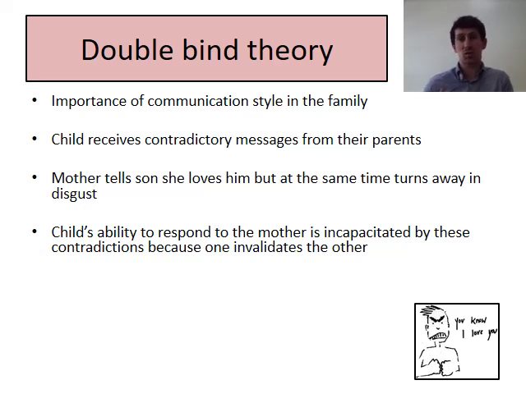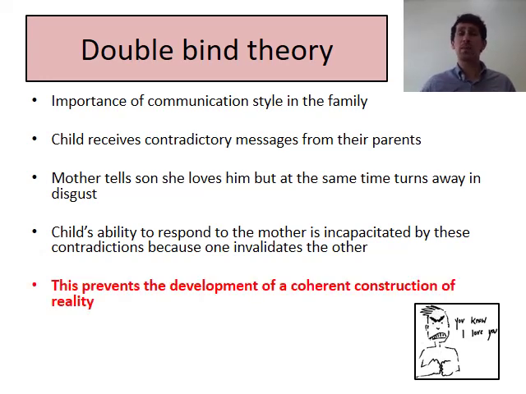The mother's telling the child she loves him, but at the same time turning away in pure disgust and hatred of the child. And this mixed and contradictory message is really important, because this is what prevents the development of a coherent construction of reality. The child grows up not really having or developing a perception of what reality is. They're hearing one thing but seeing another: I love you, but you look like you hate me. And it's this sort of contradictory message that will manifest itself into schizophrenia later on in life.